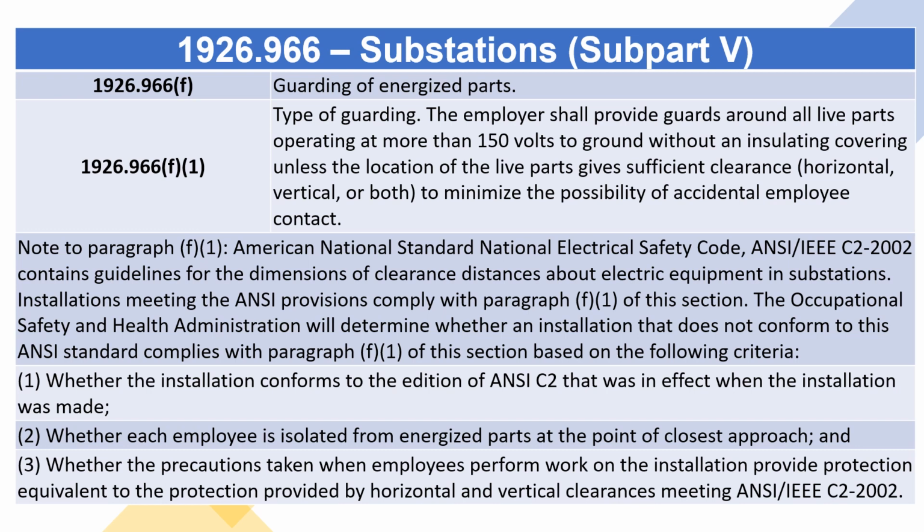1. Whether the installation conforms to the edition of ANSI C2 that was in effect when the installation was made. 2. Whether each employee is isolated from energized parts at the point of closest approach. And 3. Whether the precautions taken when employees perform work on the installation provide protection equivalent to the protection provided by horizontal and vertical clearances meeting ANSI/IEEE C2-2002.